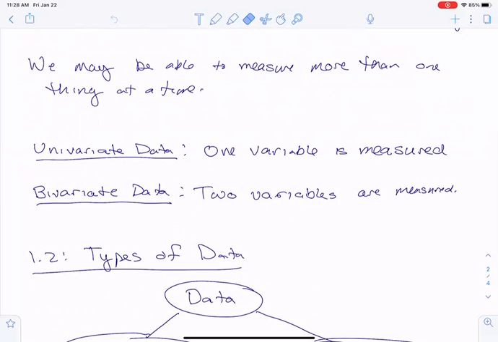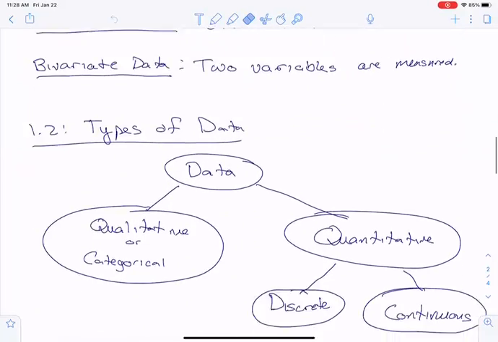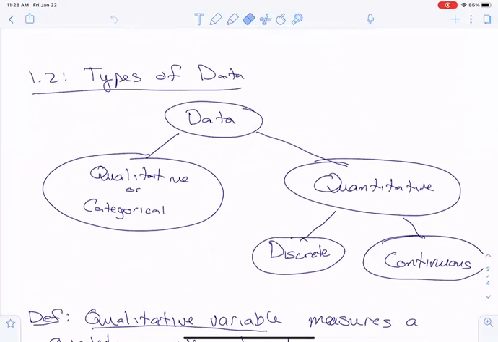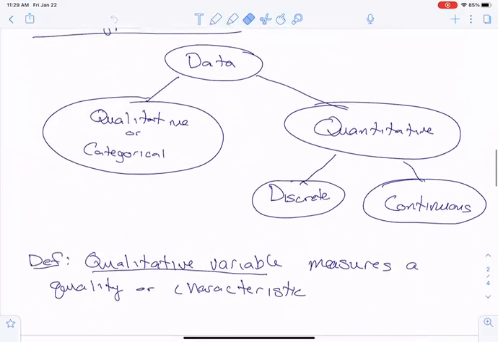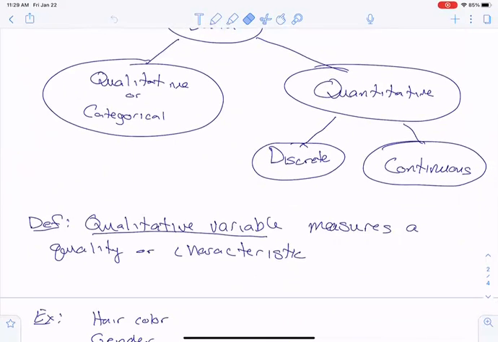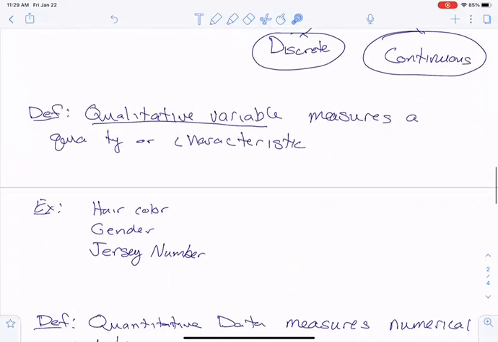So let's really just kind of talk about the different types of data we might have. Data can really be broken down in kind of this chart. We can talk about qualitative categorical data, or quantitative or discrete and continuous data. So qualitative and categorical are like the quality of our data, right? They're going to talk about really the quality or characteristic of the data that we have. That is where like hair color, gender, or jersey number might be.